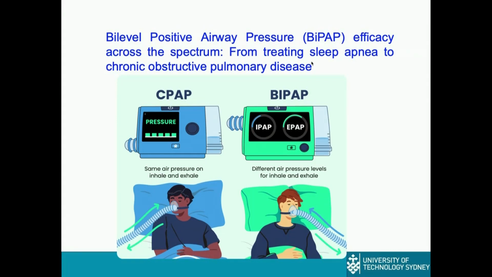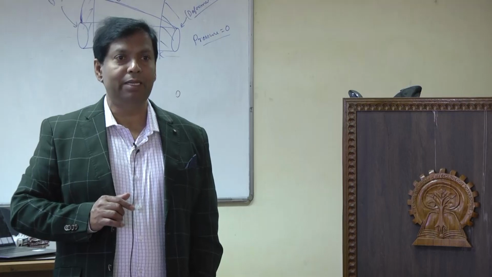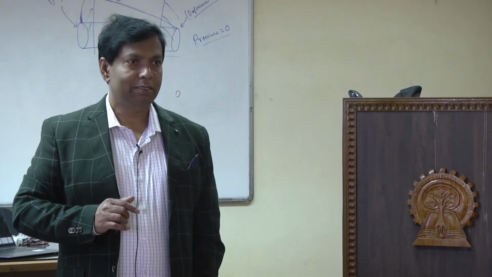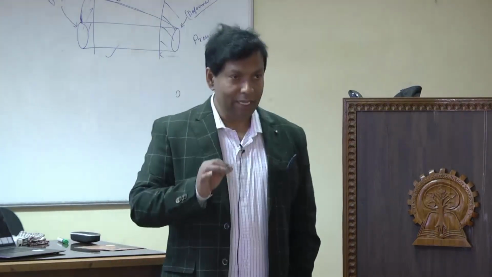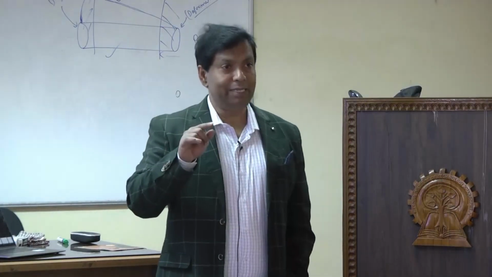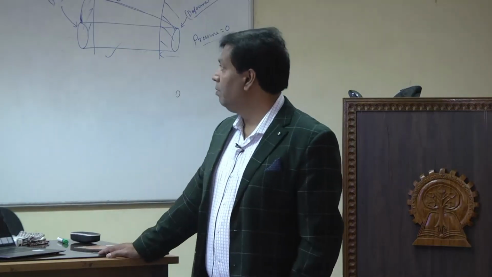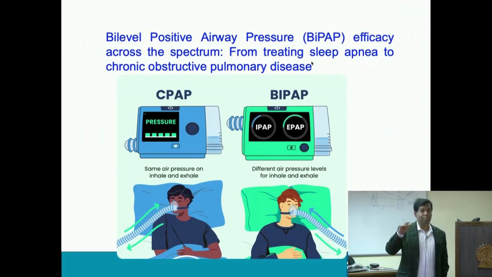For CPAP, the range of the pressure is about 4 to 20 centimeter water. This is the unit. I do not know how to convert it from Pascal, but that is 4 to 20 centimeter H2O. That is the pressure. But for BiPAP, they can handle about 4 to 30. That means if they need more pressure, they can use it.